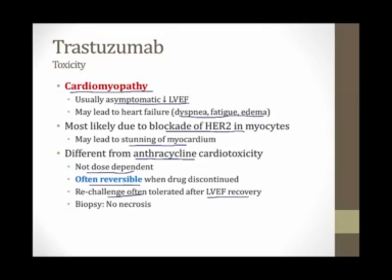And if you do a biopsy of the heart in patients with cardiomyopathy on trastuzumab, you do not see necrosis. That is also different from anthracycline cardiotoxicity. In anthracycline patients who develop cardiotoxicity, there's necrosis of the myocardium, and therefore that is often a permanent complication of treatment. Trastuzumab cardiotoxicity often resolves. And that concludes our video on other cancer drugs.